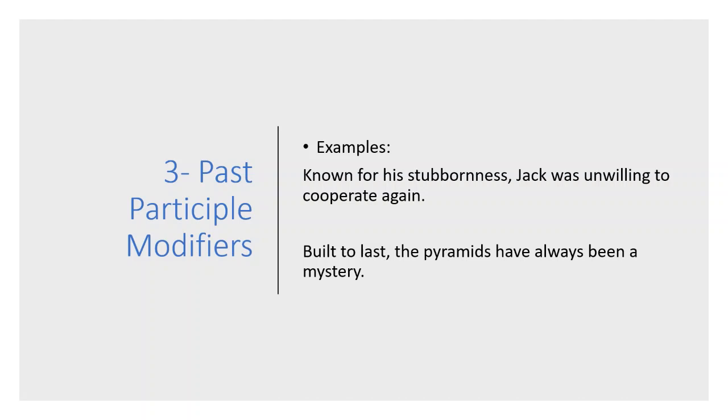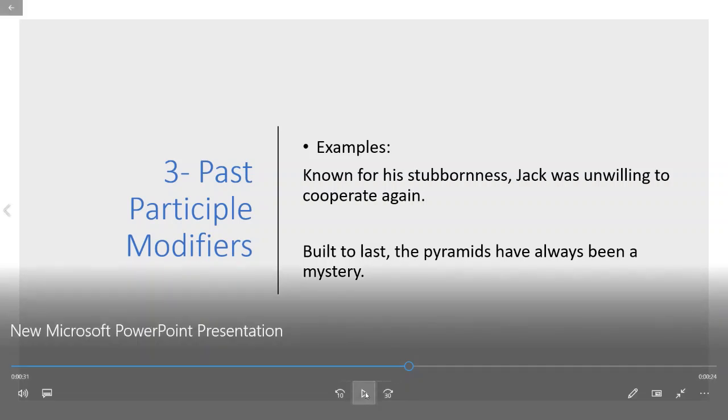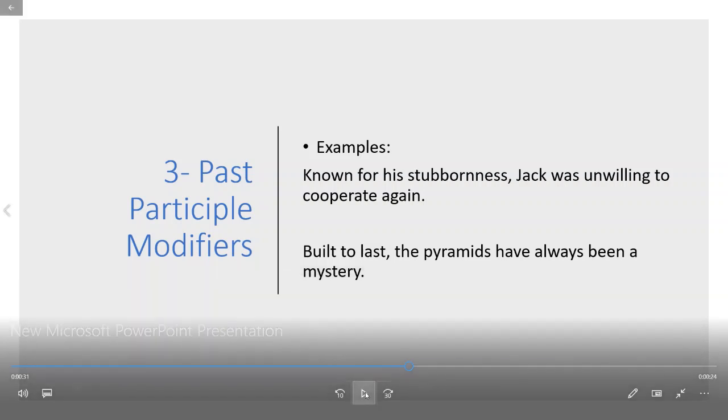Okay, so a third option to start a modifier is to start it with a past participle form of the verb. Let's have another example here of the past participle modifiers. Built to last, the pyramids have always been a mystery. Okay, where's the modifier? Built to last. How did we start it? We started with built, which is the third part of the verb, or the past participle form of the verb.